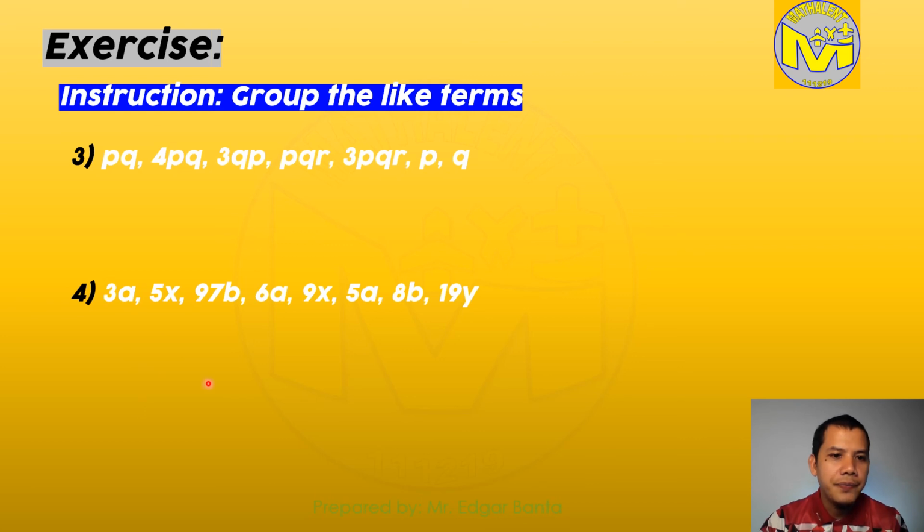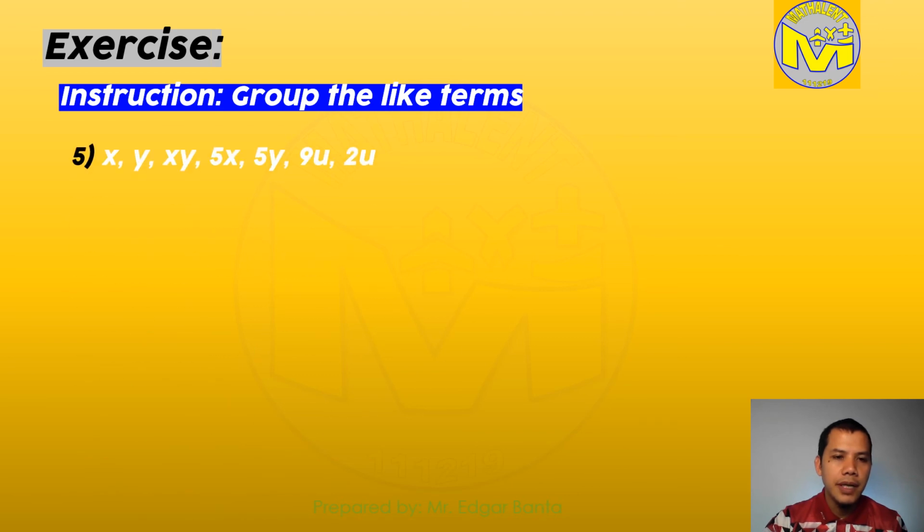So, write it down there. Next group, how many B's? Yes, we have 2 B's. So, that is 9B and 8B. Do we have another group? Yes, X group or group of X. 5X and 9X. Any more? No more. We just have 19Y. So 19Y is just 1, so it doesn't belong to any group. Next.